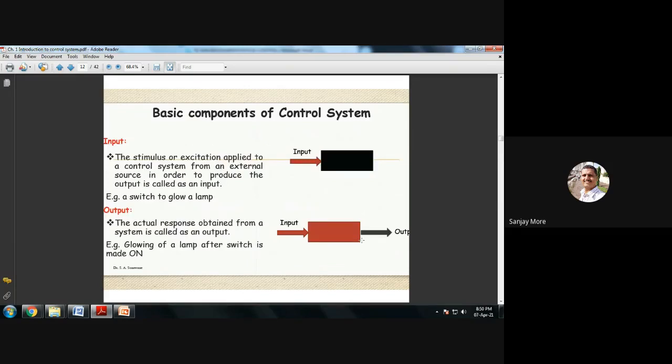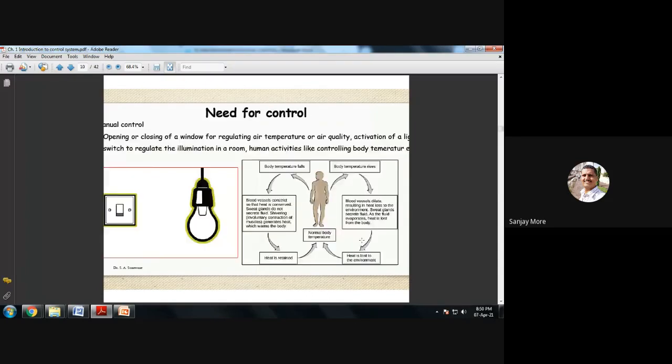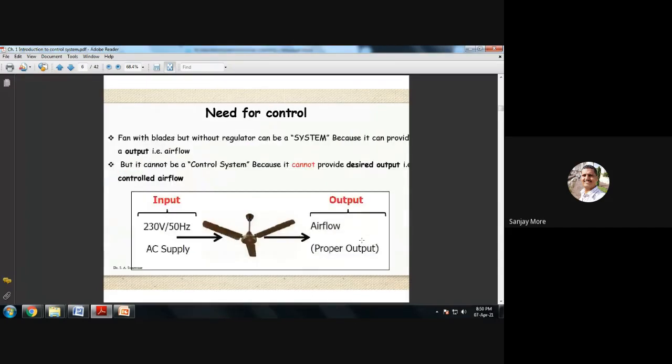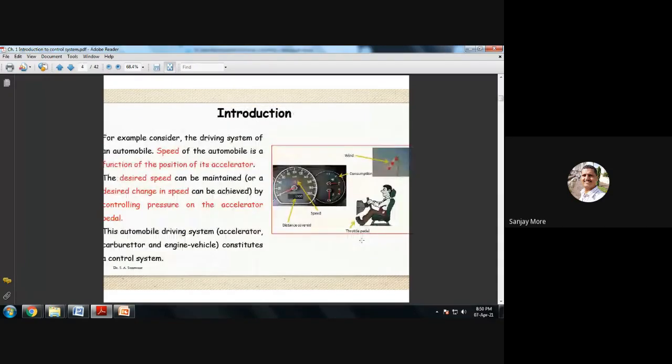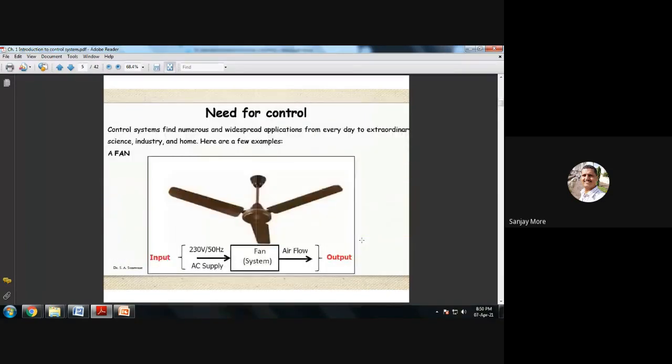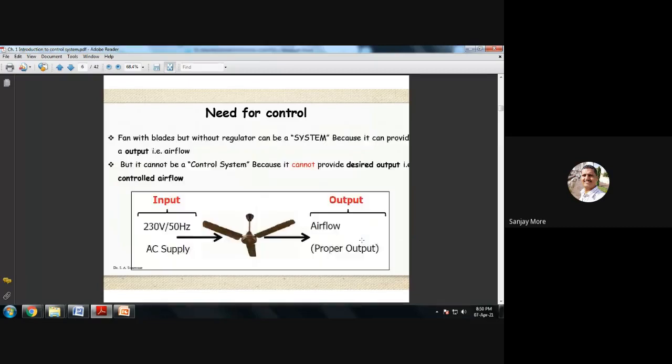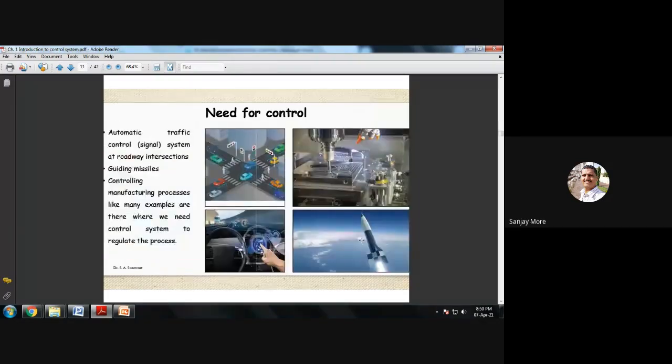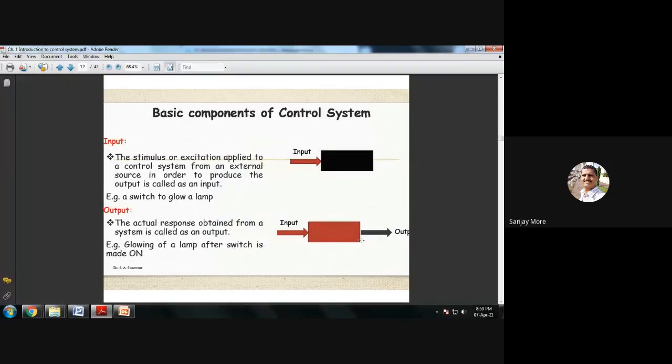Okay, write down the basic components of control system. There is no need to write down the need of control system, as the introduction part will already be written. Write down the basic components of control system. First one, input.